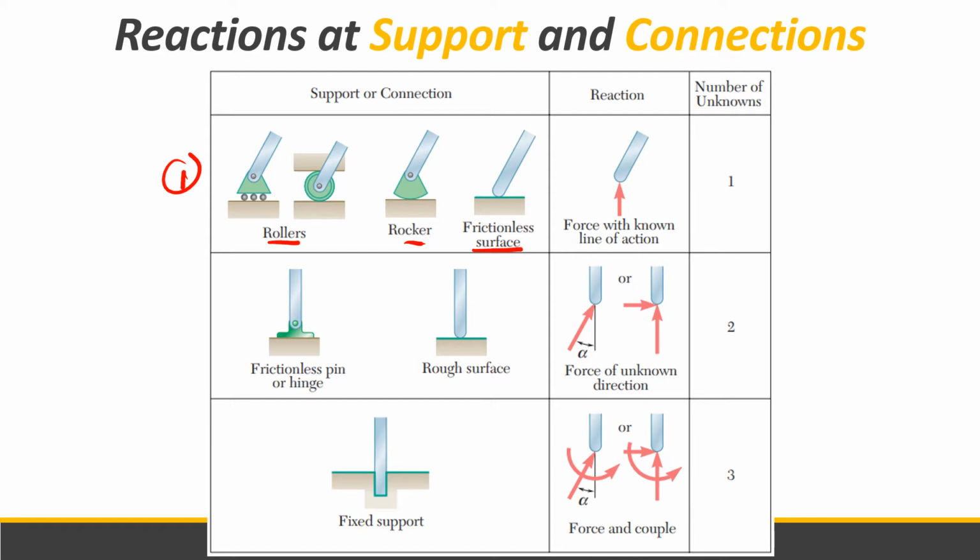So for example, yung kanina meron tayong roller, ganito, and a rocker. So the reaction for that is force with known line of action. So isa lang siya, no? So one unknown force yung pag roller yung nakita nyo na sa support or connection. So pag titingnan mo yung internal force or yung external force na nandun, isa lang yung force na i-apply natin. So this is only for ito lang, pataas lang.